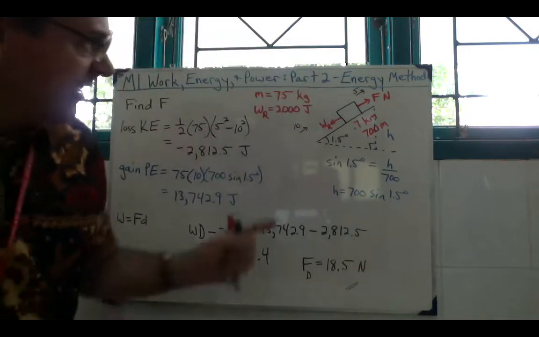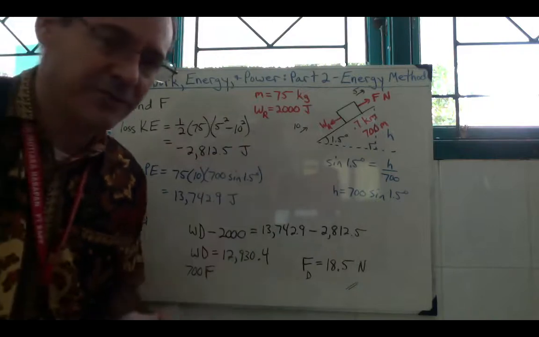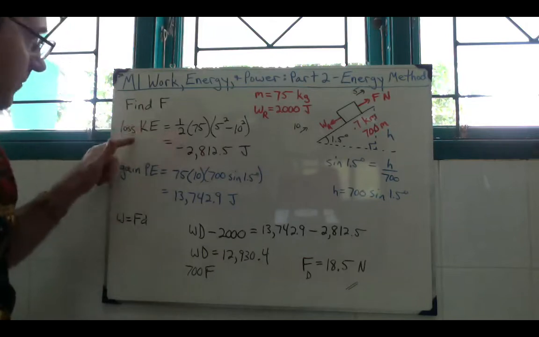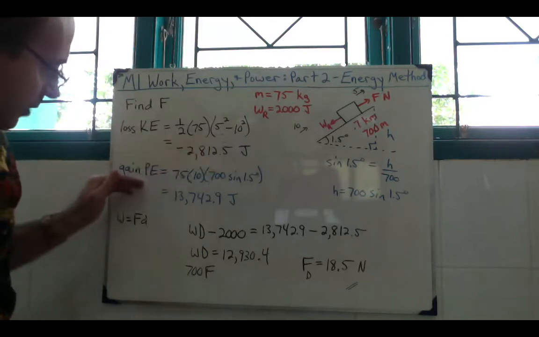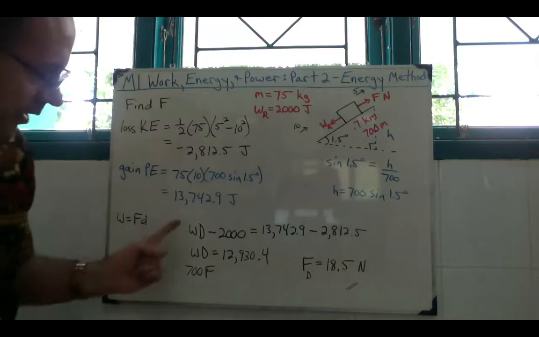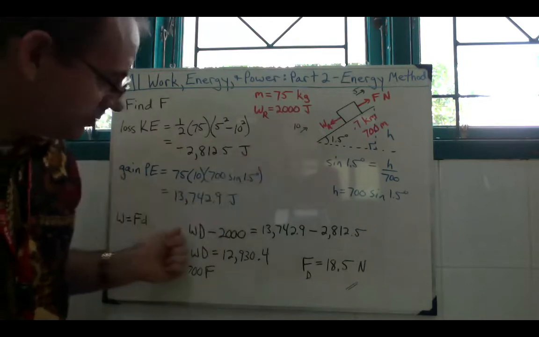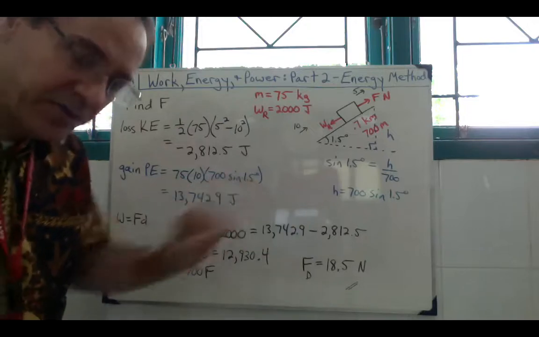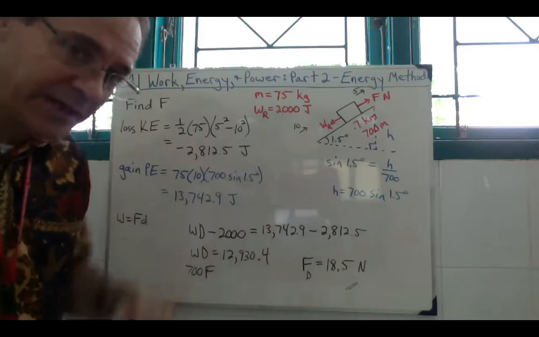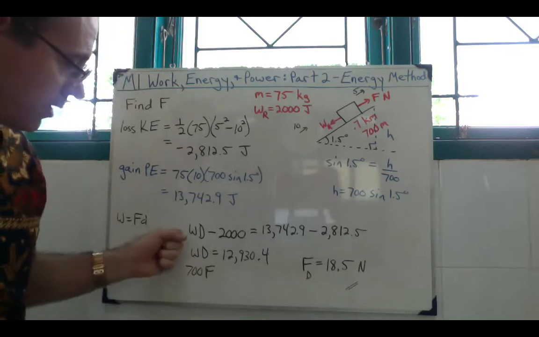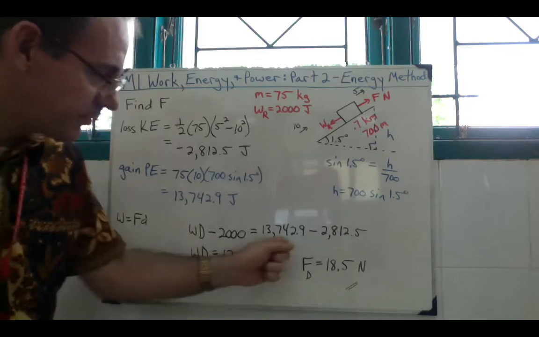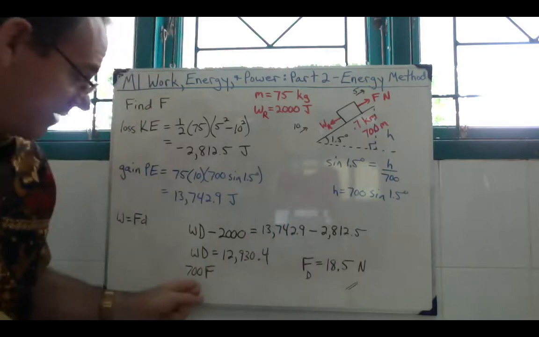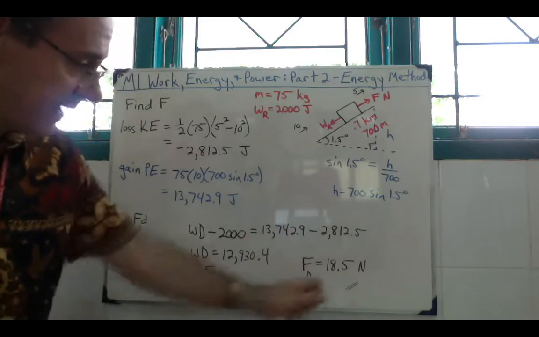18.5 newtons is our driving force for this cyclist. Okay, so we did our kinetic energy, it was a loss. We did our potential energy, it was a gain. Because there's resistance, we use the total energy where we compare work in joules with energy in joules. So work minus resistance equals the potential energy plus the kinetic energy, and then solve for the force from that.